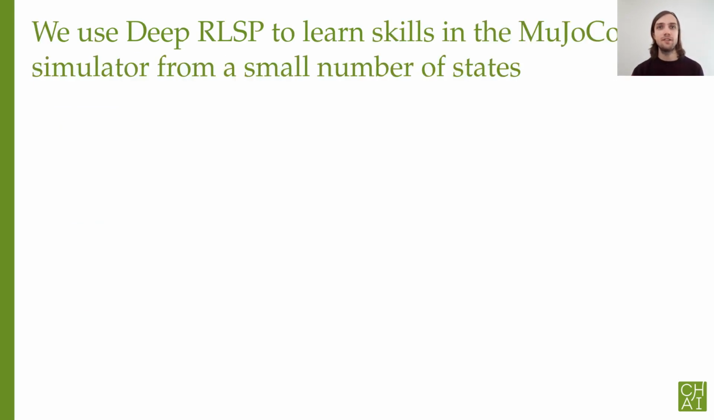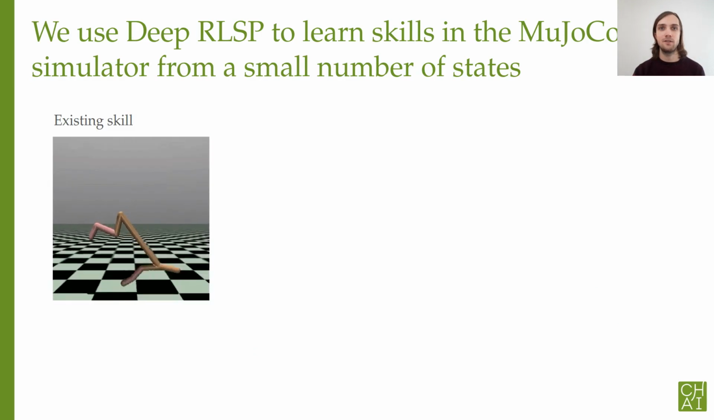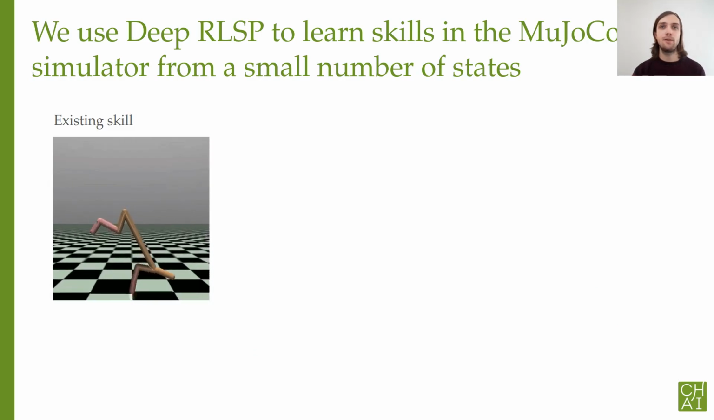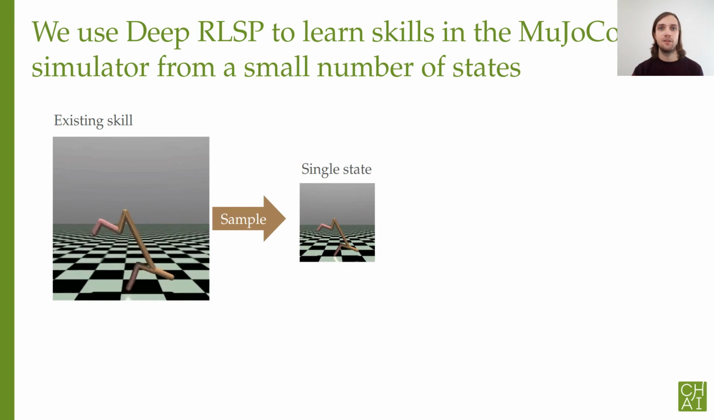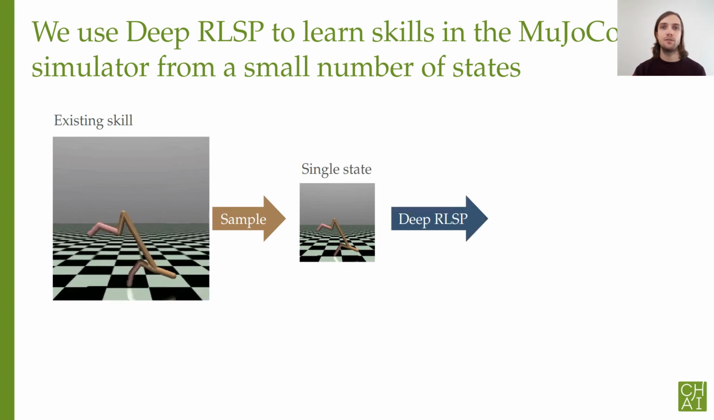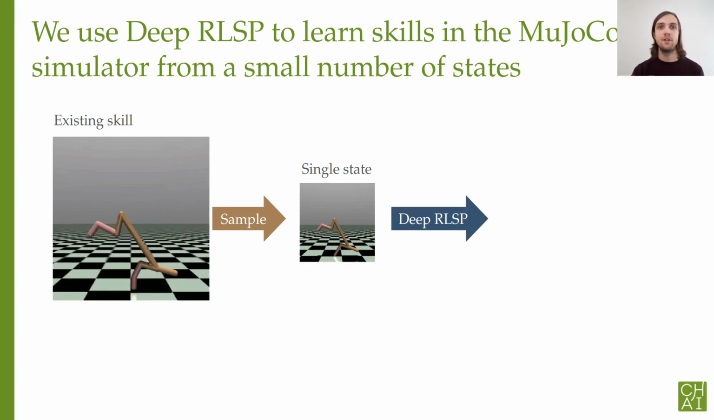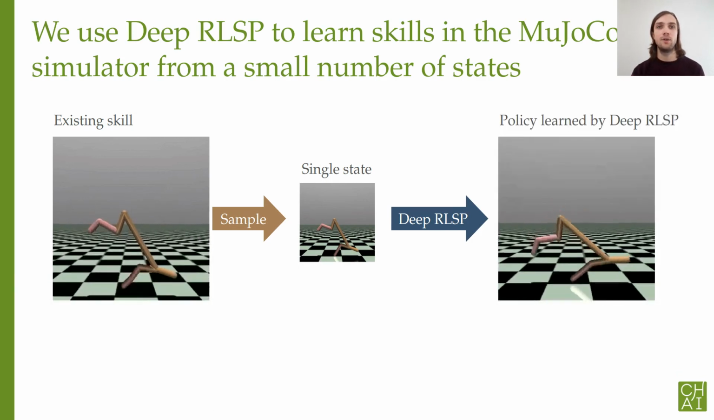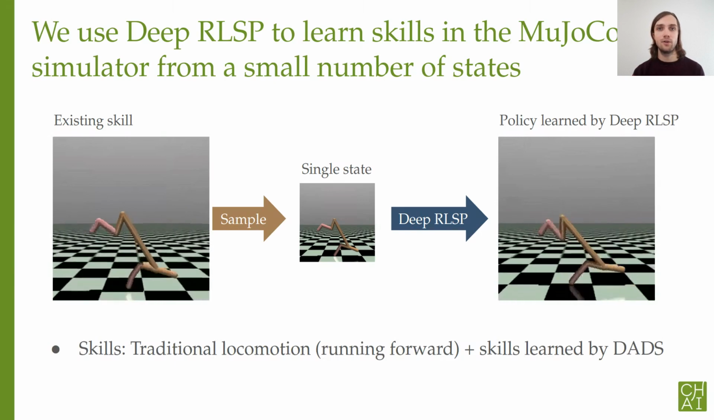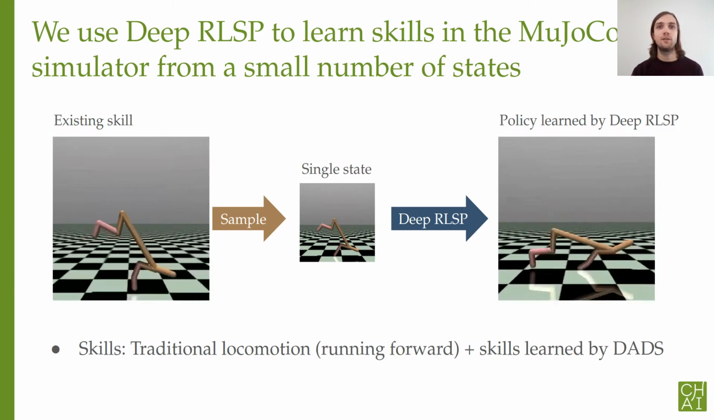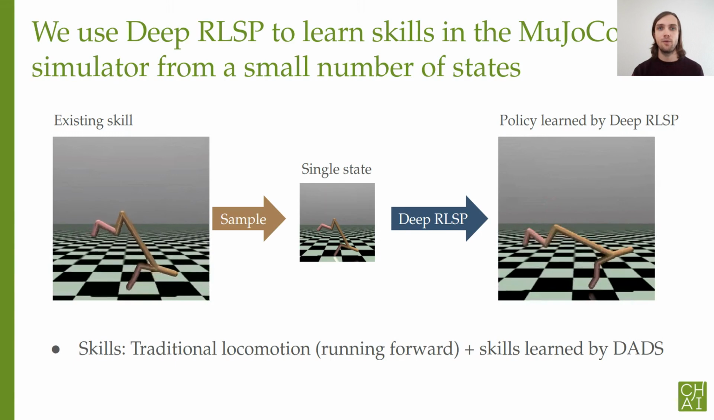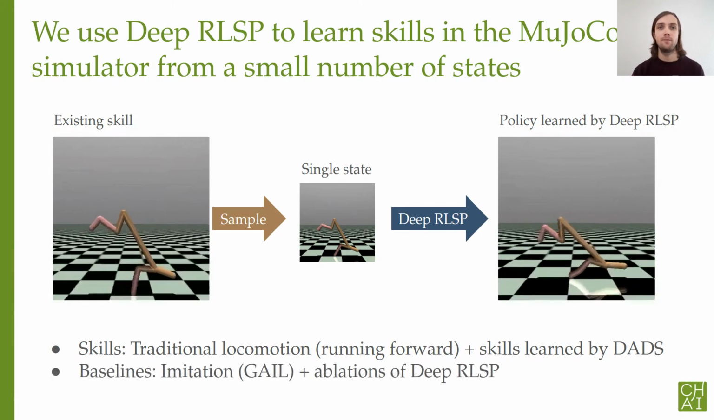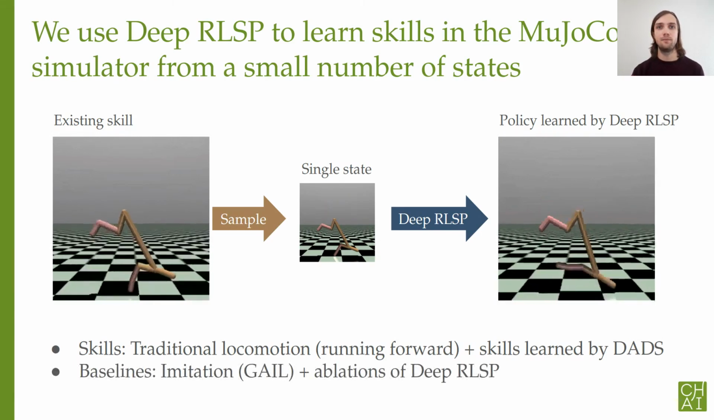In our paper, we demonstrate Deep RLSP in the MuJoCo simulator. For each experiment, we start with a policy performing a skill such as balancing on the front leg. Then we sample a single state or a small number of states from this policy, and we give it as an input to Deep RLSP. The algorithm returns a reward function and a policy that imitates the original skill. We show that this algorithm can learn common locomotion tasks and other skills in MuJoCo from just a single state. We compare it to an imitation learning baseline and perform several ablations of this algorithm.